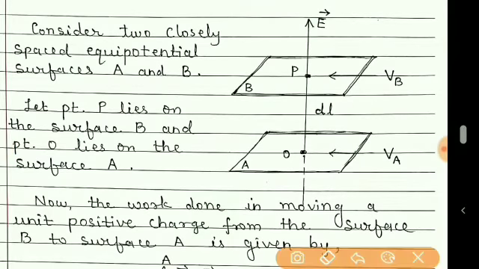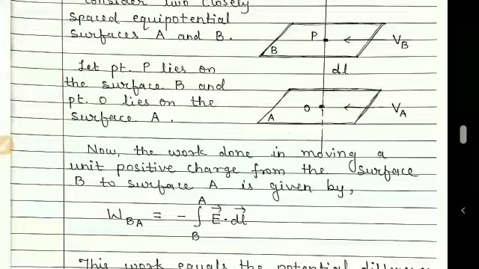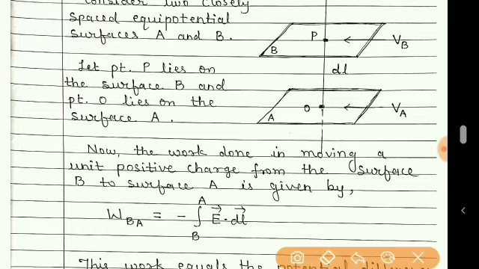Similarly, the potential at any point on this surface will also be the same. Let us denote the potential of this surface as VB. Now, as we have studied earlier, if I move a unit positive charge from this point P towards this point O, then work is required to be done.